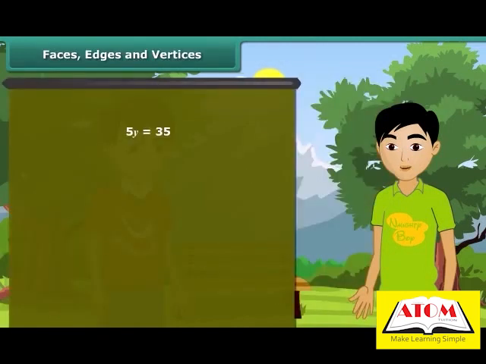Now take the equation 5y is equal to 35. To get just y on the LHS, we will divide both sides by 5. So we get LHS equal to y and RHS equal to 7. Hence we get the result y as 7.